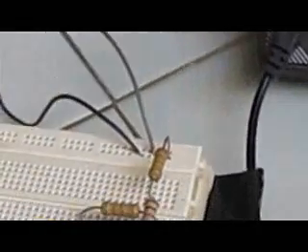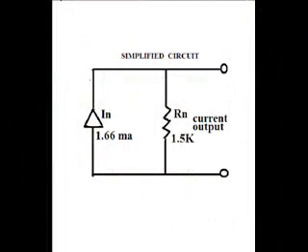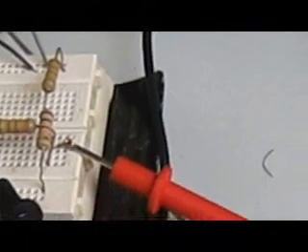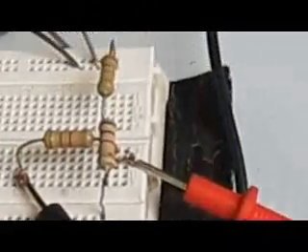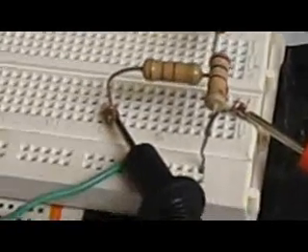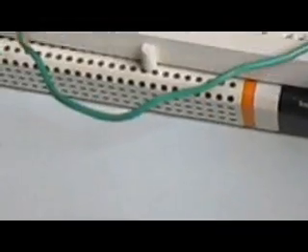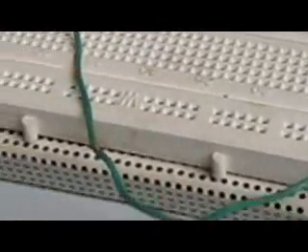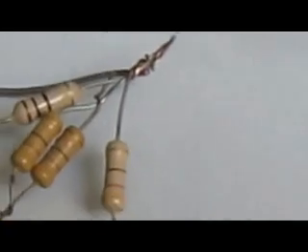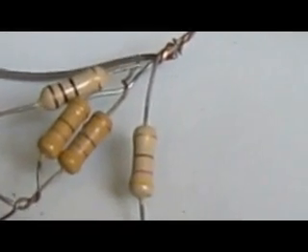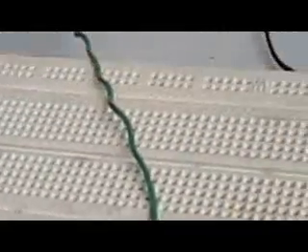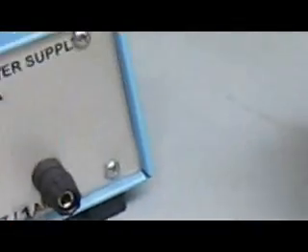So thus, the system now acts as a constant current source of 1.66 milliamperes with a shunt resistance of 1.5K. Up to 15 ohm, even 47 ohm loading, the ratio RS by RL is about 100. The condition is met. Thus, the output current seems to be 1.66 milliamperes, staying constant at its value.